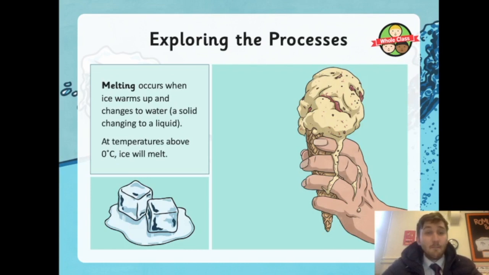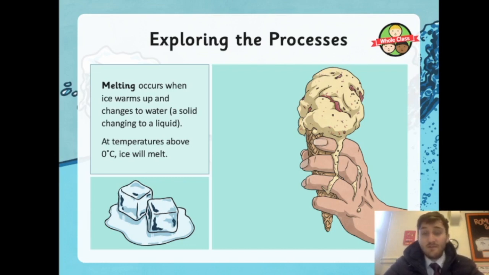And then we've got melting. I'm sure that looking at this picture, many of us have had this before. Melting occurs when ice warms up and changes to water. So a solid changing to a liquid. That's at temperatures above 0 degrees Celsius, ice will melt.